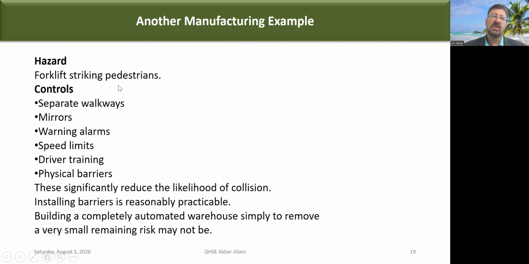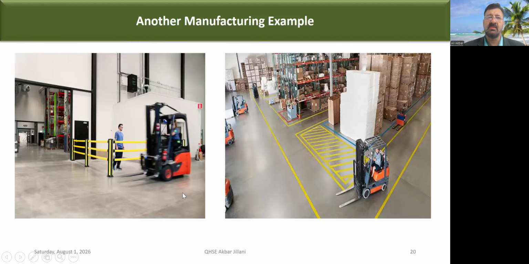Now hazard: forklifts and pedestrians. Manufacturing. Controls: separate walkways, mirrors, warning alarm, speed limits, driver training, physical barriers. These significantly reduce the likelihood of collision. Installing barriers is reasonably practicable. Building a completely automated warehouse simply to remove a very small remaining risk may not be as low as reasonably practicable. Now over here we see like this, they enclose this.